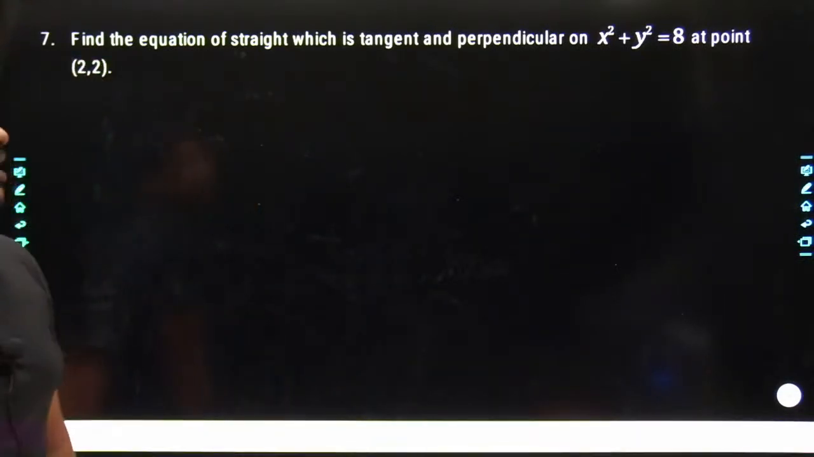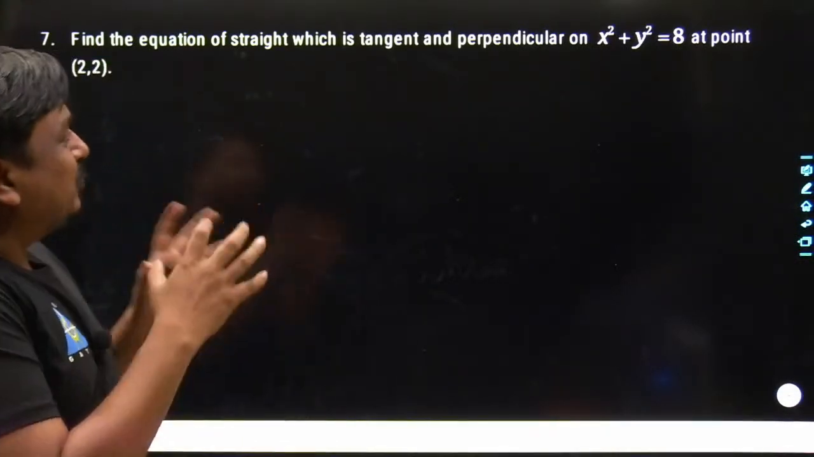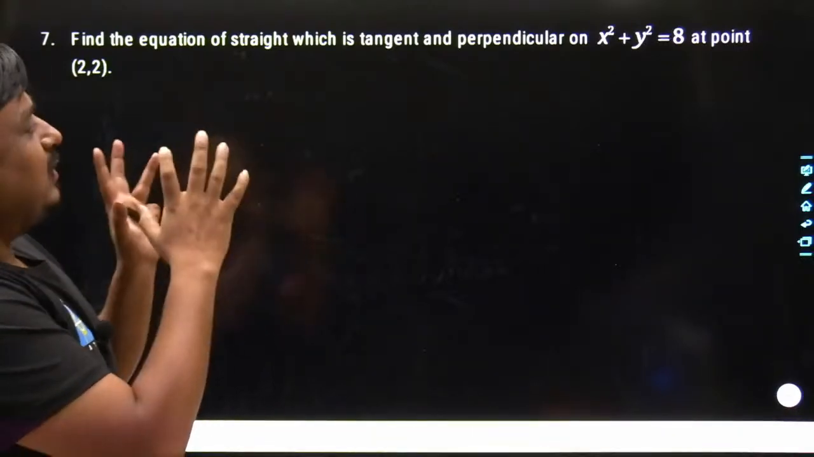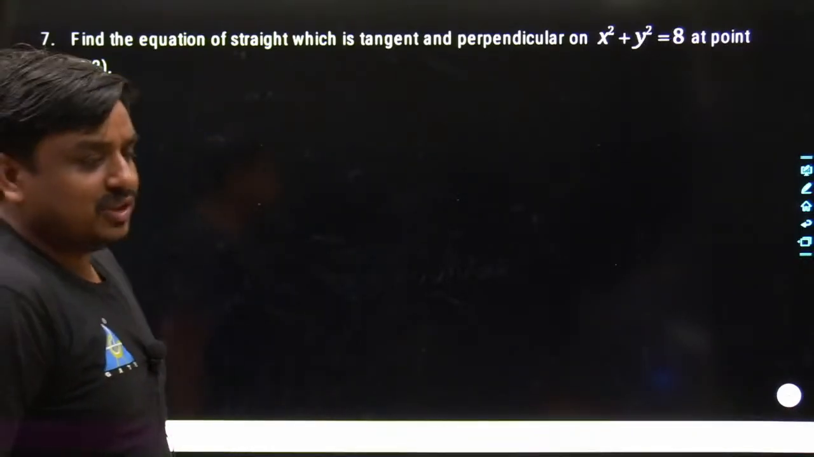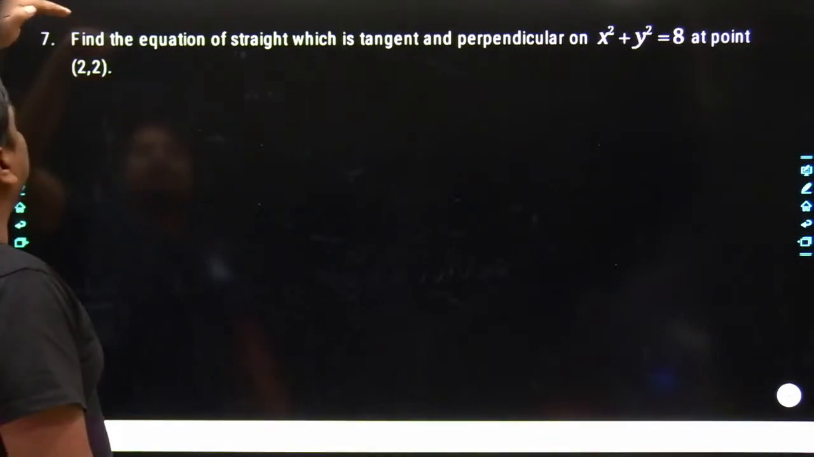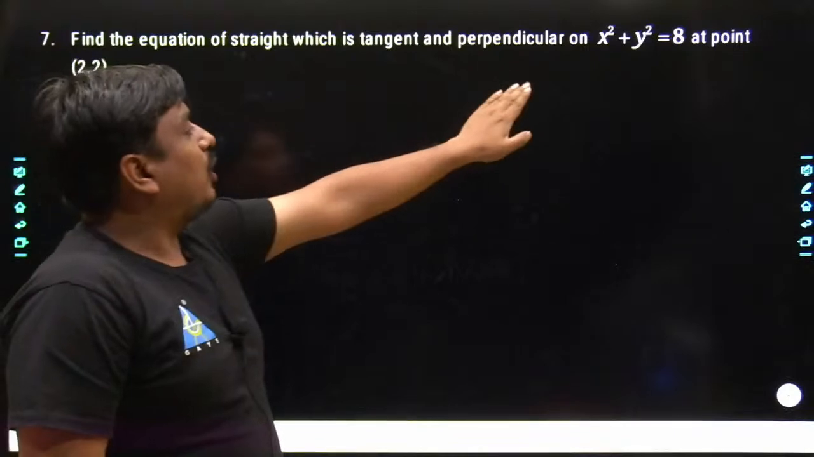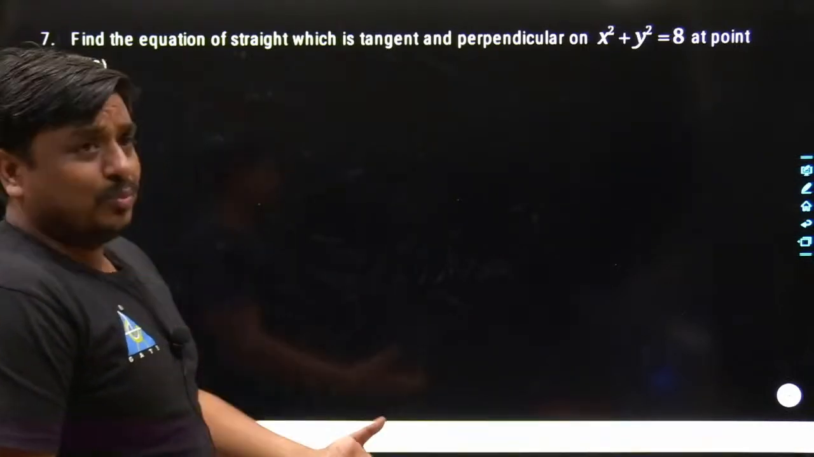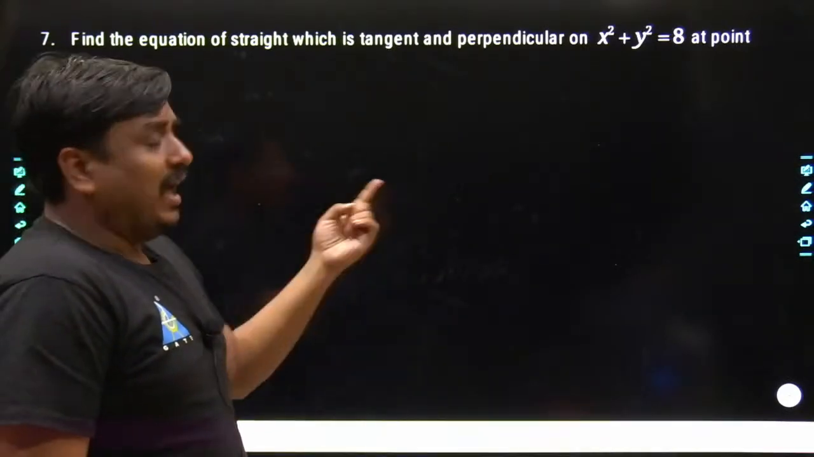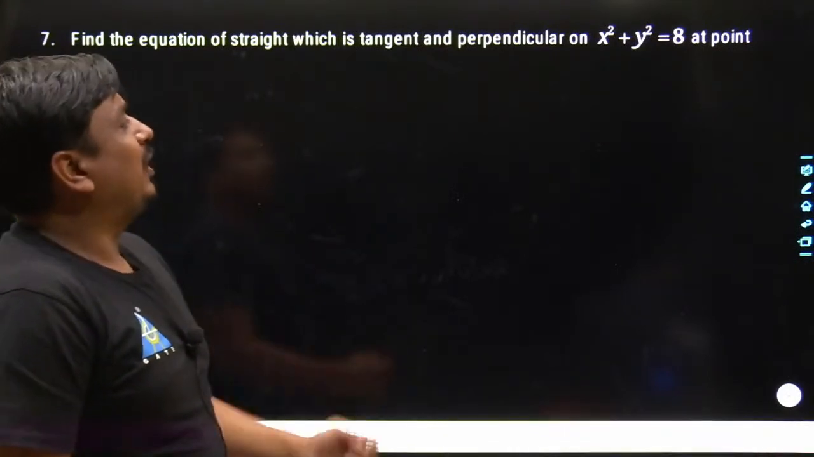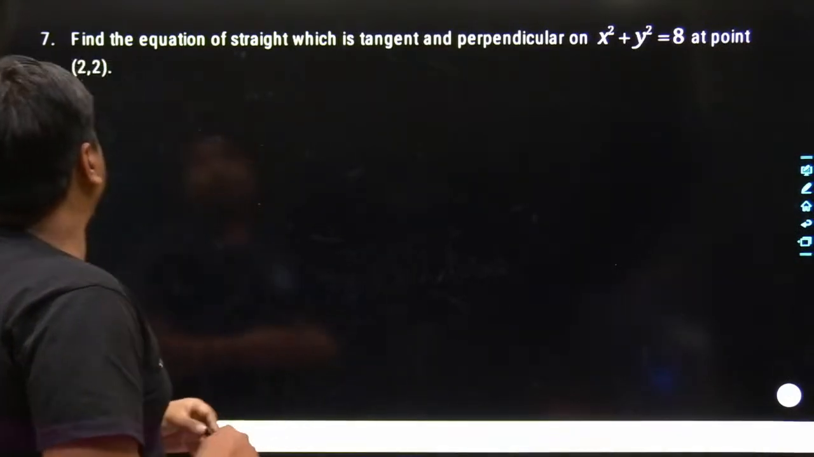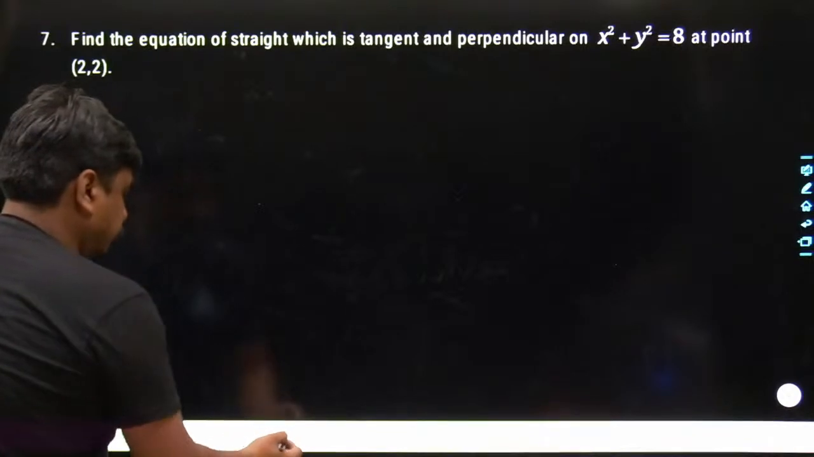Let me read the problem carefully and decode what has been clearly asked, and then we'll see how we approach this sort of problem. This problem states: find the equation of the straight line which is tangent and perpendicular on x² + y² = 8. Obviously it is the equation of a circle having radius 2√2 and centered at (0, 0), at point (2, 2).